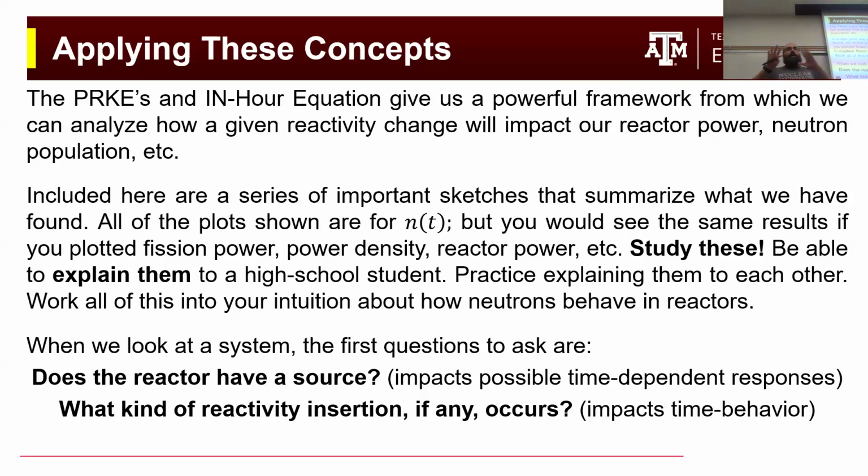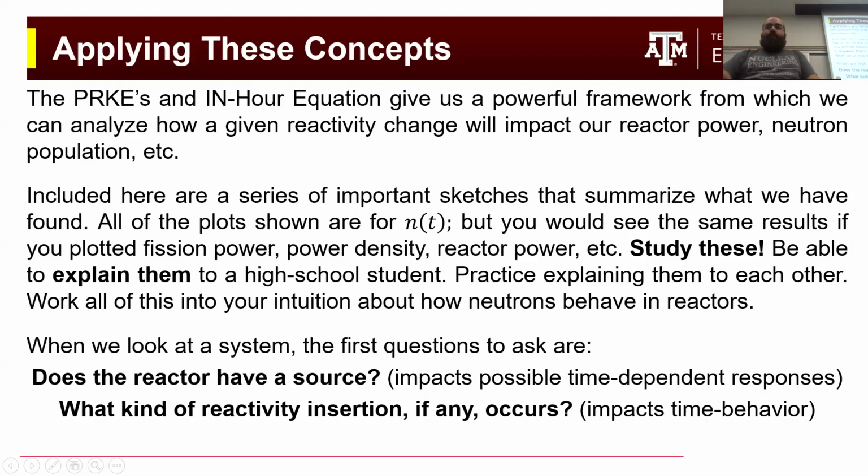And then we can follow the logic that we just talked about to be able to, in lots of different contexts, predict what our reactor is going to do. So we're going to go through some sketches that summarize that. These are all going to be shown for N of t, but you would see the same shape if it was the power or the flux or any other quantity that you could get by multiplying different terms onto the neutron density.